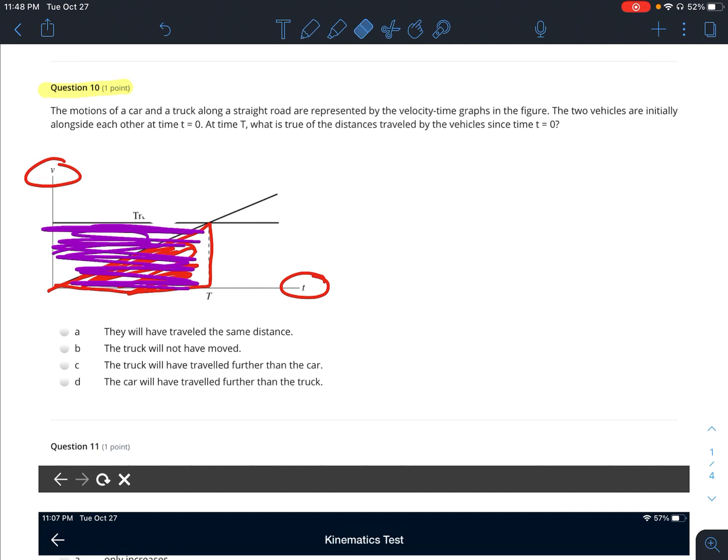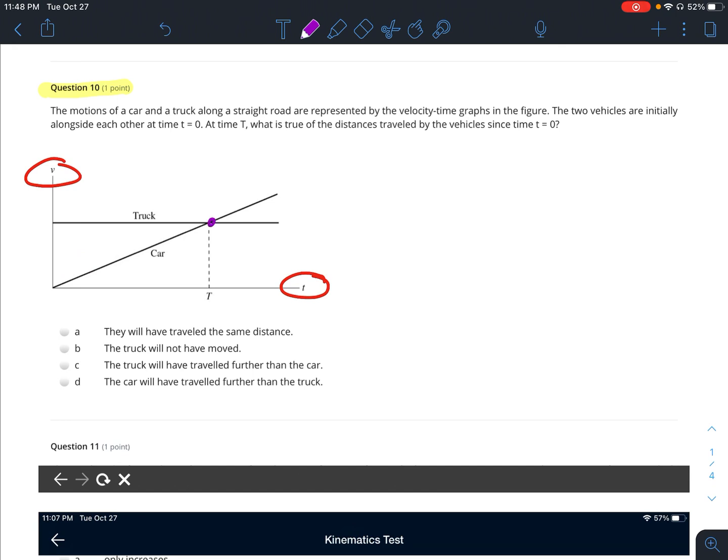What they're trying to get you to say in this question is what's happening at this point T. At that point T, the truck and the car are moving at the same velocity at the same time, not at the same position or the same distance.